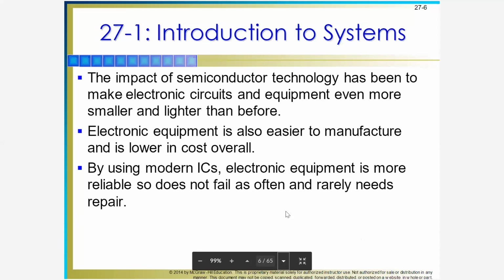The impact of semiconductor technology has been to make electronic circuits and equipment smaller and lighter than before. As you can see, as time goes on, our electronics and computers used to be bigger. Now we are already using smaller and lighter sizes than before. Electronic equipment is also easier to manufacture.